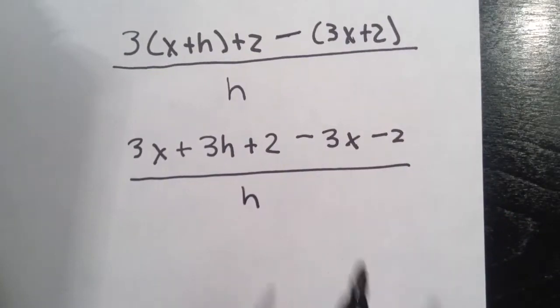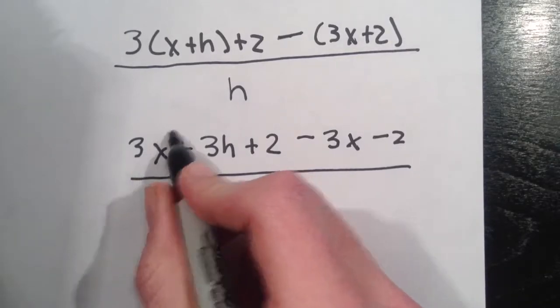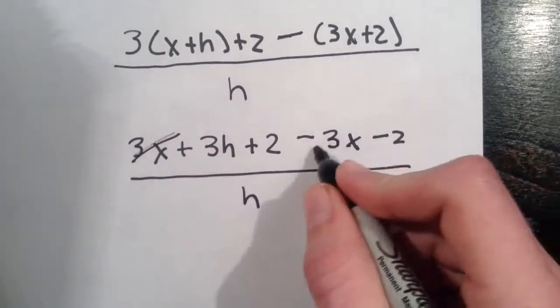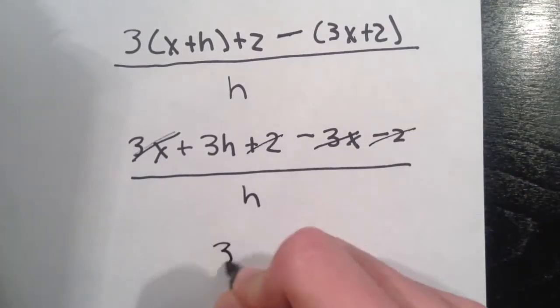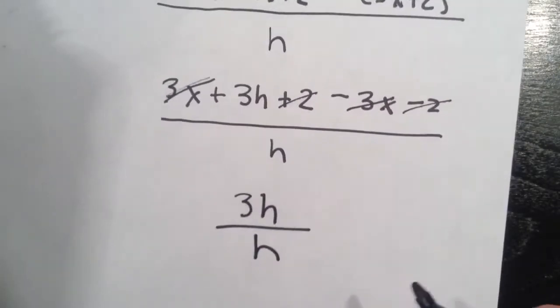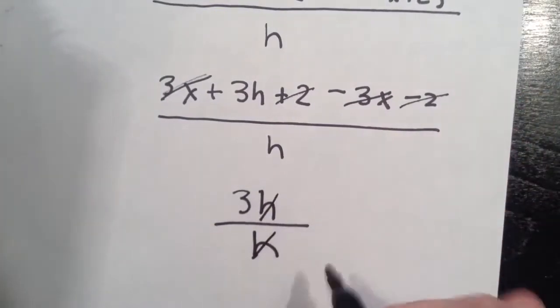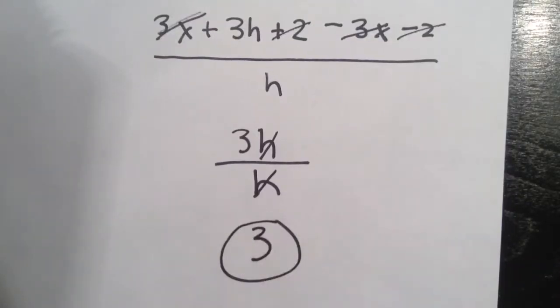Now you're going to want to combine like terms or see if you can cancel out anything. Here you're going to be able to cancel out the 3x minus 3x and the positive 2 minus 2. And you're left with 3h all over h. And here you can simply cancel out the h's and you're left with just 3, which is your final answer.